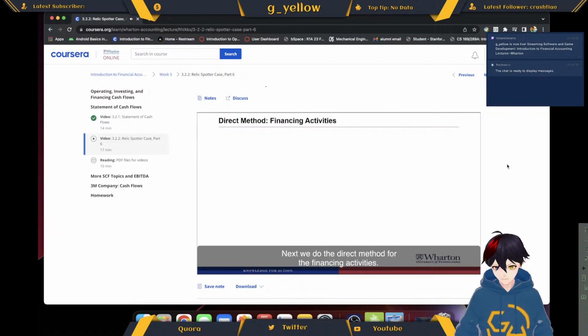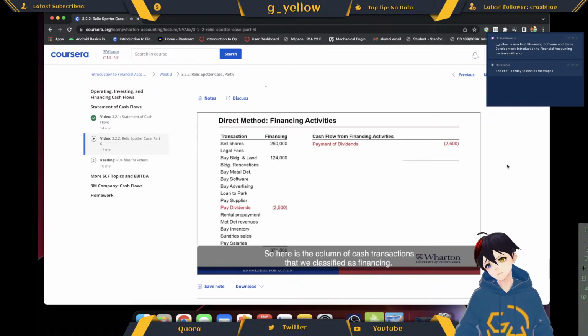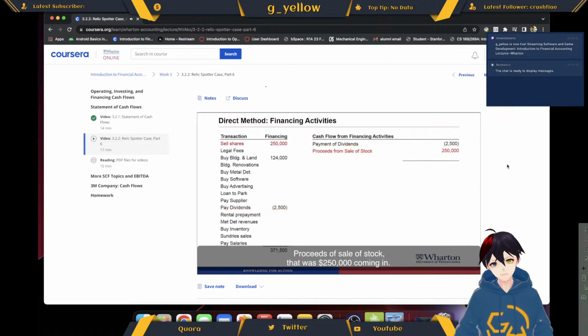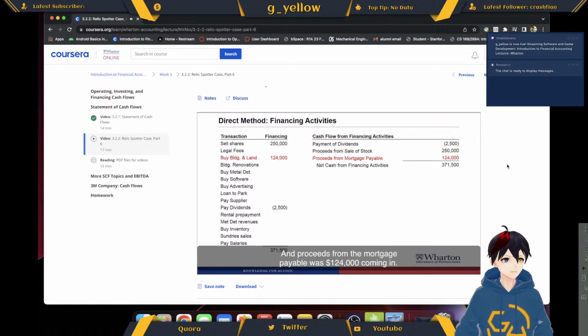Next, we do the direct method for the financing activities. So here is the column of cash transactions that we classified as financing. Now we just need to list them. So we paid dividends of $2,500, proceeds of sale of stock, that was $250,000 coming in, and proceeds from the mortgage payable was $124,000 coming in. That gives us a net cash inflow from financing activities of $371,500, and this section will go on the final cash flow statement.